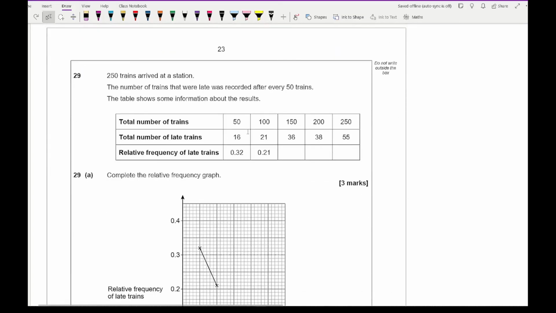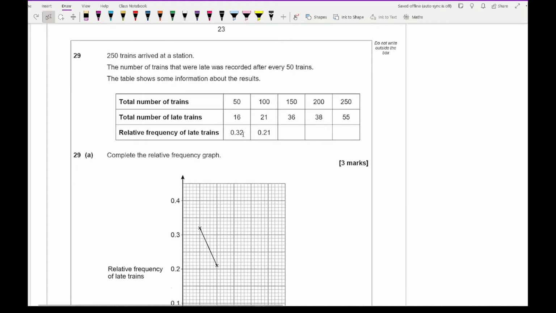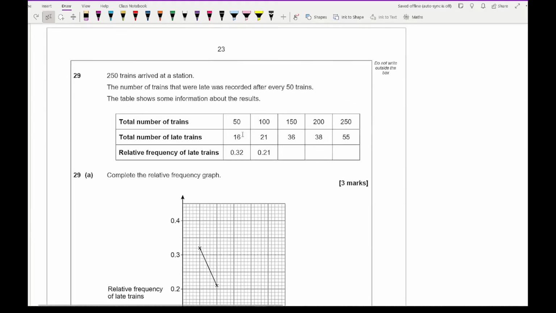Then moving on to question 29, it says that 250 trains arrived at a station. The number of trains that were late were recorded after every 50 trains. The table shows the information about the results, and it says complete the relative frequency. Now, relative frequency is basically the number of times it occurred over the total number of trials.